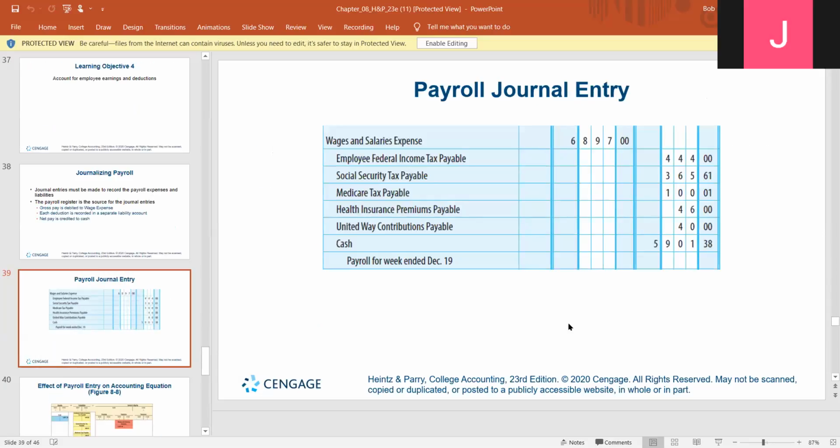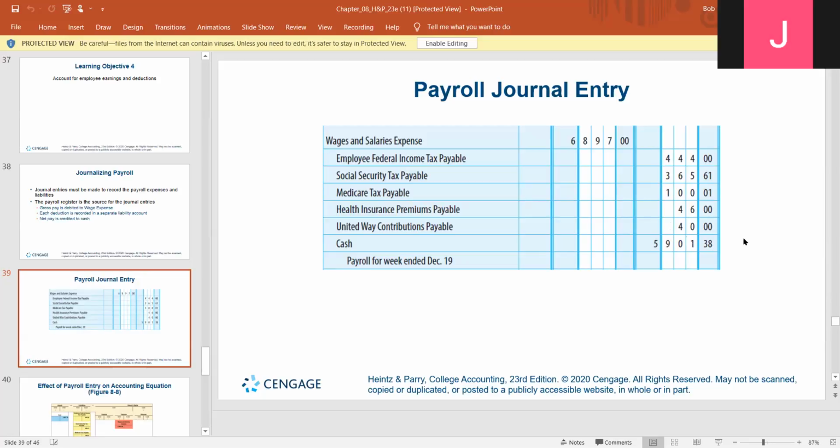And we do. Take a look at this. The wages and expense, that's your gross pay. Your deductions, income tax payable, Social Security tax payable, Medicare, etc. Those are all liabilities of the company. It's not the company's money. It's your money. It's the employee's money. But the company has a fiduciary duty to turn that money over to the proper authorities.